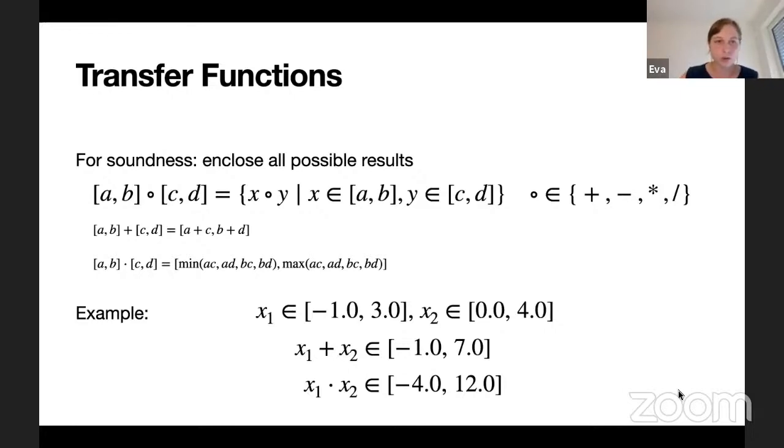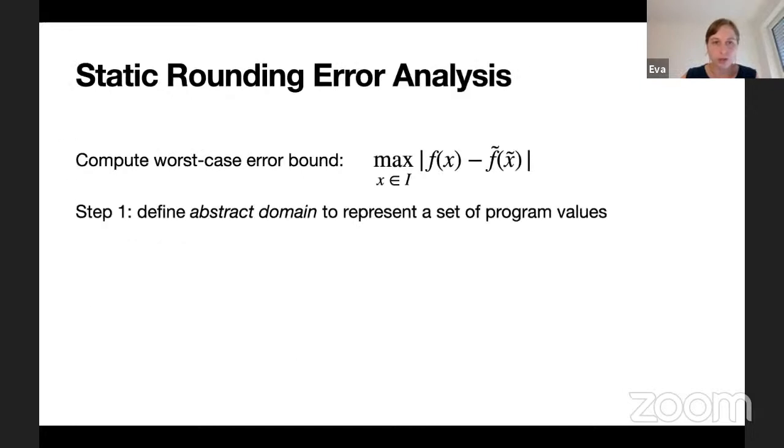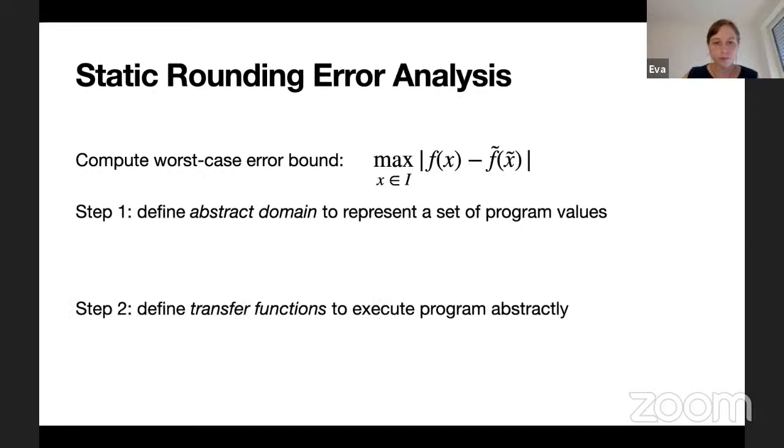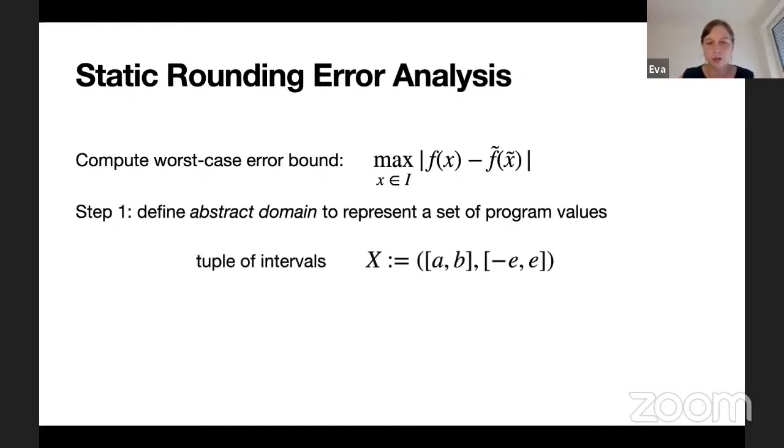So now we know how to compute with intervals. So now let's actually move to rounding errors. We will extend the abstract domain that we had, for just computing the ranges of individual values, to also compute an error bound. As a reminder, what we are after is the worst case error bound that's given by the expression here, maximized over some input domain. So we'll again define an abstract domain, and then we'll define transfer functions for how to execute the program abstractly with these. Now, the abstract domain is going to be a little bit more complicated in this case.